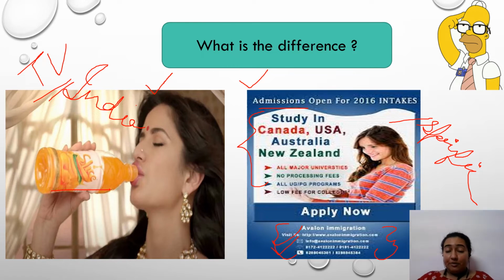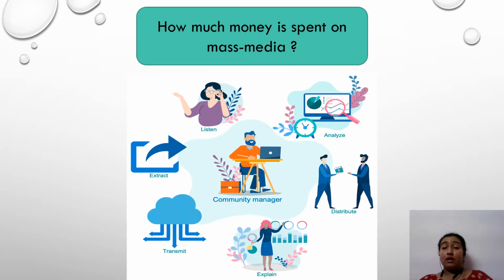But the fruity, the Slice ad you can see all over India. If you're sitting in Bombay, you can see this ad. If you're sitting in Delhi, you can see this ad. You can see posters, you can see advertisements on TV, posters on roads, hoardings, billboards. So what I am trying to say is that mass media is there in a global manner. Global means all over India.